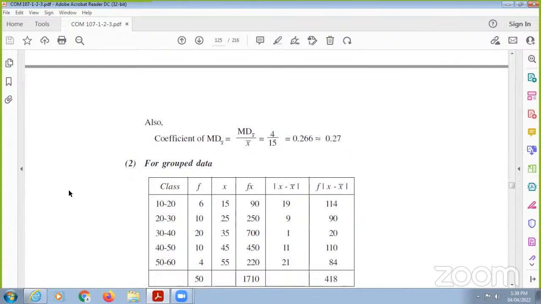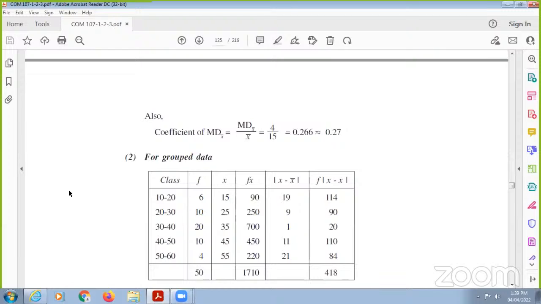The total of the second and fourth column is 50 and 1710 here. Then here you will find x minus x bar. That means here first is 19, then second is 9, third is 1, fourth is 11, and fifth is 21. Now here in the last column you will find the multiplication of the second column and this fifth column. That means 19 multiplied by 6. The multiplication will be 114.